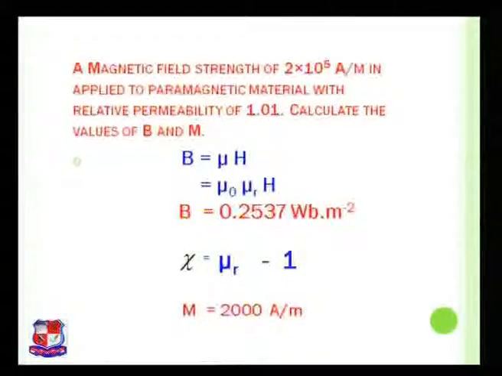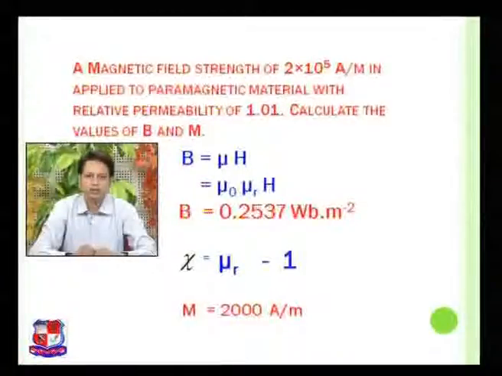Now instead of susceptibility, we will substitute the equation of M upon H. By substituting the values of H and mu r, we will get the value of M, and M is nothing but the magnetization of the paramagnetic material on which you are applying the field. When you calculate, you will get the answer: 2000 ampere per meter.